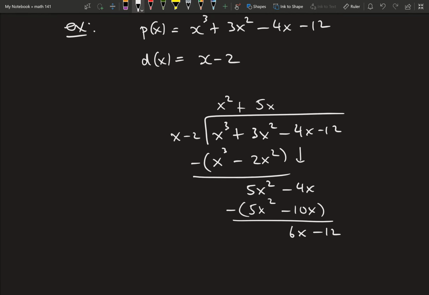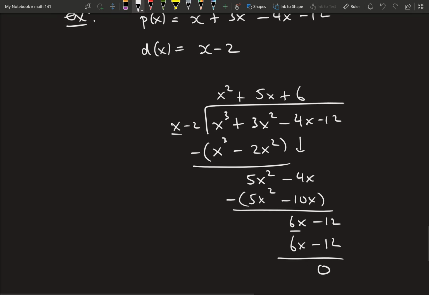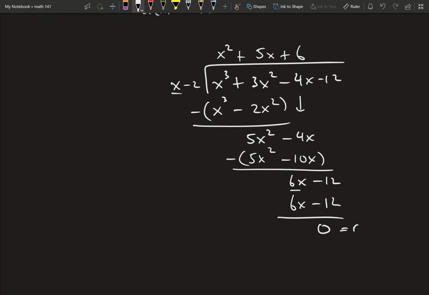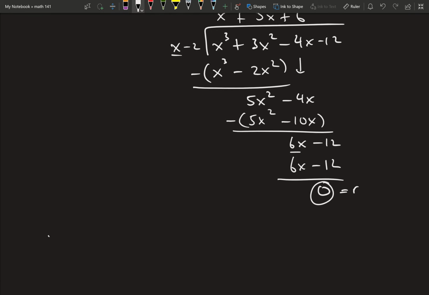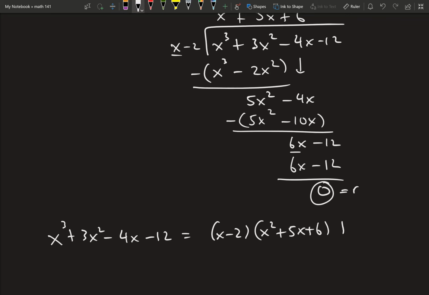Divide again lead term by lead term. 6x divided by x is 6. So we get 6x minus 12 exactly. And the remainder here is 0. So notice that our polynomial x cubed plus 3x squared minus 4x minus 12 is equal to x minus 2 times x squared plus 5x plus 6 plus the remainder 0.